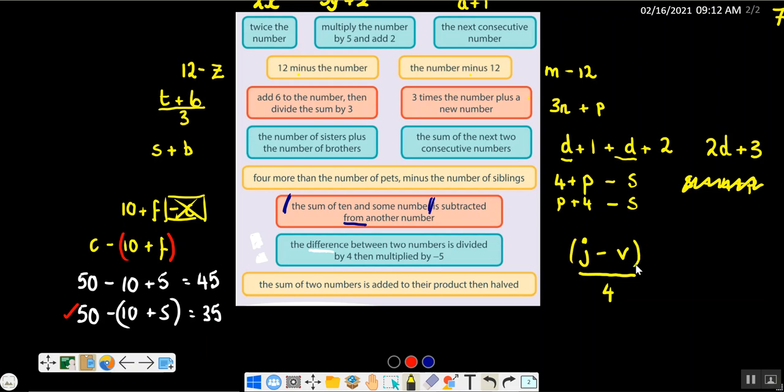Sometimes you'll see it's got brackets, okay? Is it necessary to have it? It's not necessary if the line goes all the way underneath, okay? But then it's multiplied by -5.